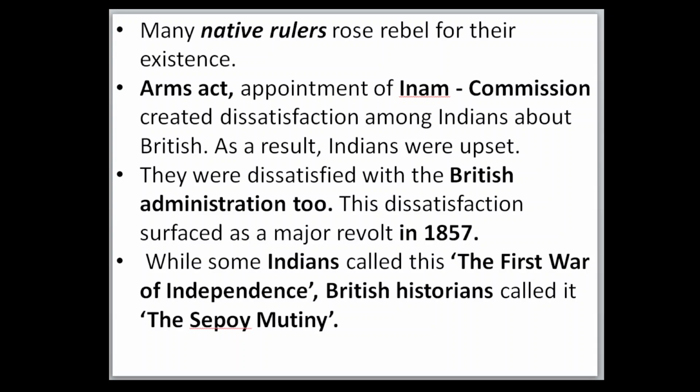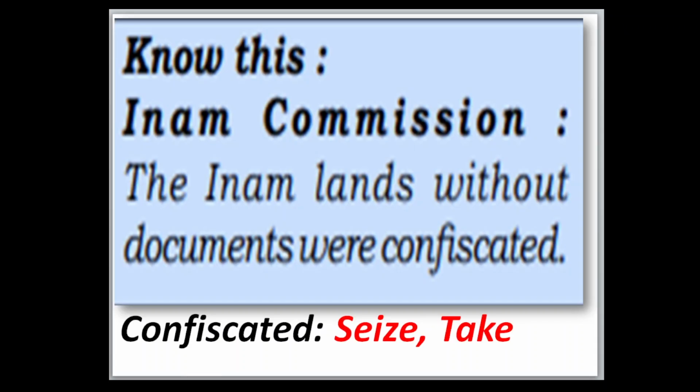Some Indians call it the First War of Independence. You have to remember this one. It is very important that the 1857 revolt is referred to by Indian historians as the First War of Indian Independence, and at the same time, British historians call it the Sepoy Mutiny. So you have to remember these two. Indians call it the First War of Independence, and the British call it the Sepoy Mutiny. It is very important. Now move to the next.